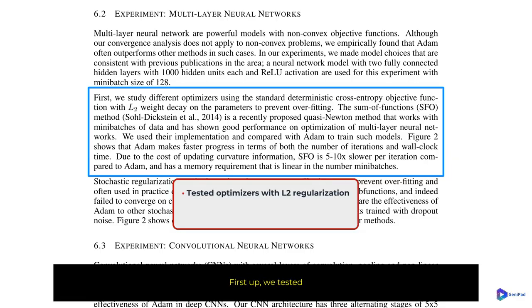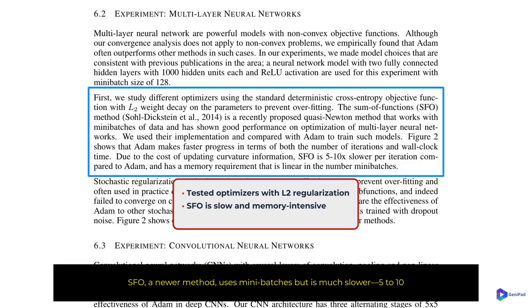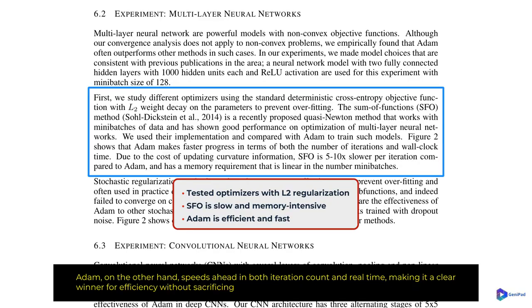First up, we tested optimizers on a standard task with L2 regularization to avoid overfitting. SFO, a newer method, uses mini-batches but is much slower, 5 to 10 times per iteration, and needs more memory. Adam, on the other hand, speeds ahead in both iteration count and real time, making it a clear winner for efficiency without sacrificing performance.